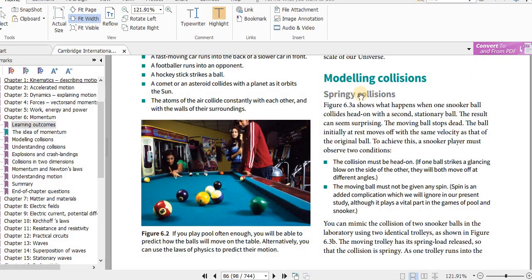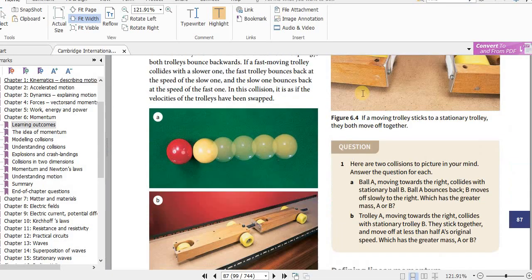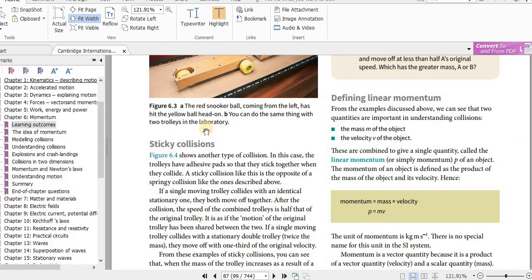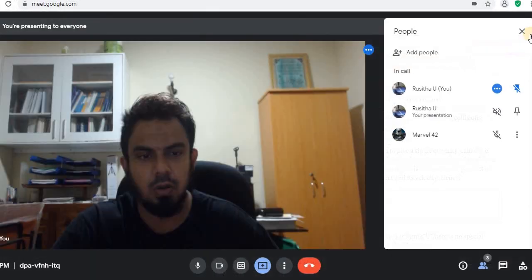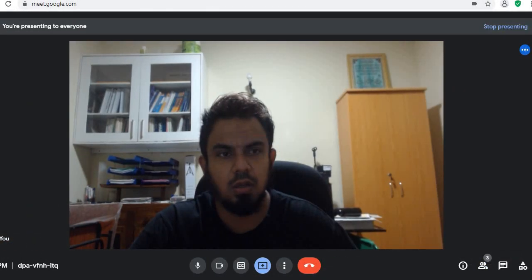Okay, so we have springy collisions and sticky collisions. Now if the 2 objects stick together, then the kinetic energy is not conserved, so clearly it is an inelastic collision. We say stick together or coalesce. If they coalesce, so if they stick together, another word that is used is couple. So if they couple or if they stick together, then after the collision, it is a perfectly inelastic collision. It's an inelastic collision.